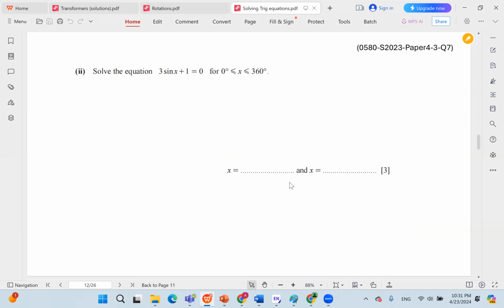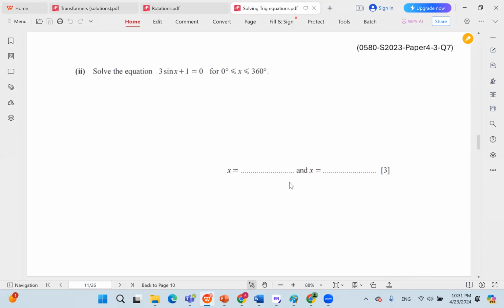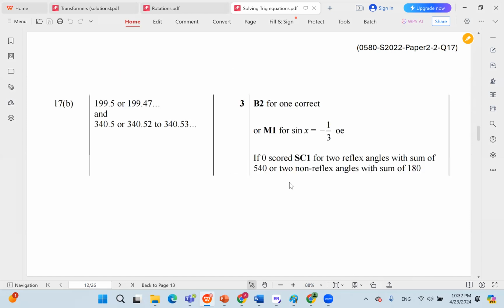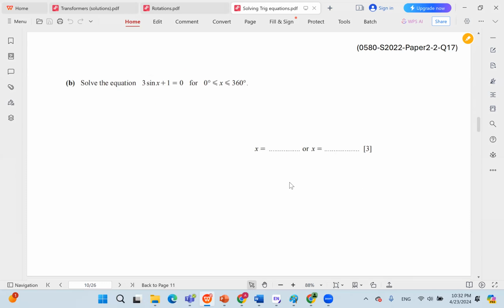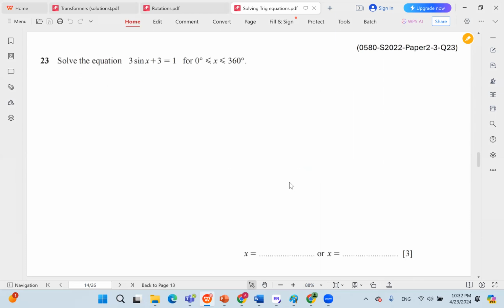Solve the equation 3 sine x plus 1 equals 0. It's kind of similar to the previous question, but not quite. Actually, it's exactly the same as the previous question. Never mind. This is exactly the same, and the answer will be exactly the same again, 199.5 and 340.5. Bear in mind that this is exactly the same question, but these are two different exams. So this is June 22, paper 2, version 2. And then here, this is June 23, paper 4, version 3. So this is a completely different exam. However, strangely enough, it's the exact same question as before. So we can just skip and move on.